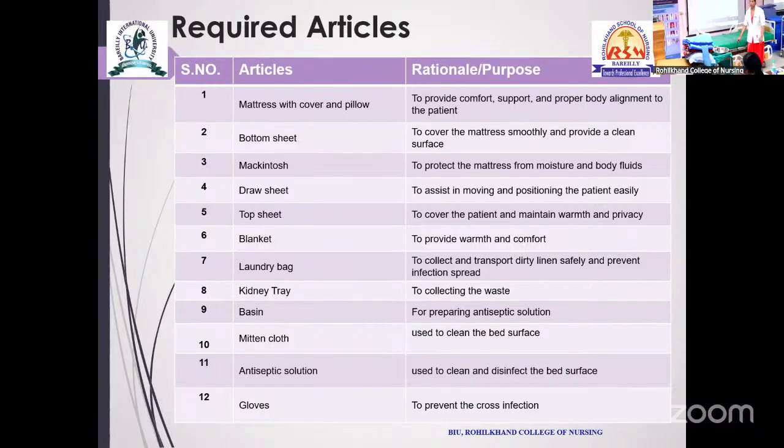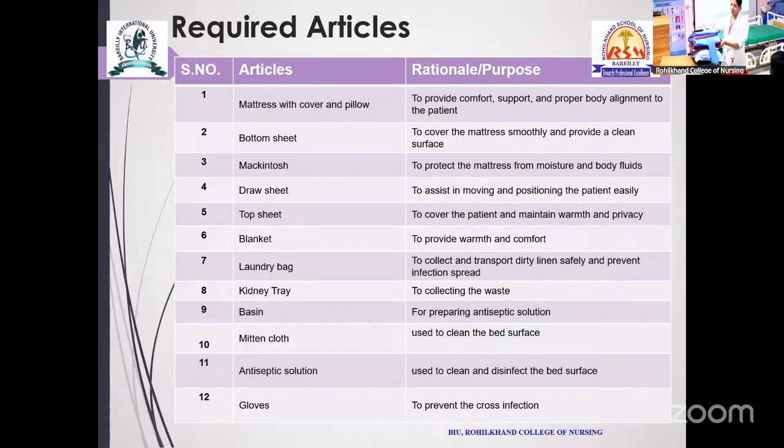Next article is bottom sheet to cover the mattress smoothly and provide a clean surface. Next, Macintosh to protect the mattress from moisture and body fluids. Draw sheet to assist in moving and positioning the patient easily. Top sheet to cover the patient and maintain warmth and privacy.